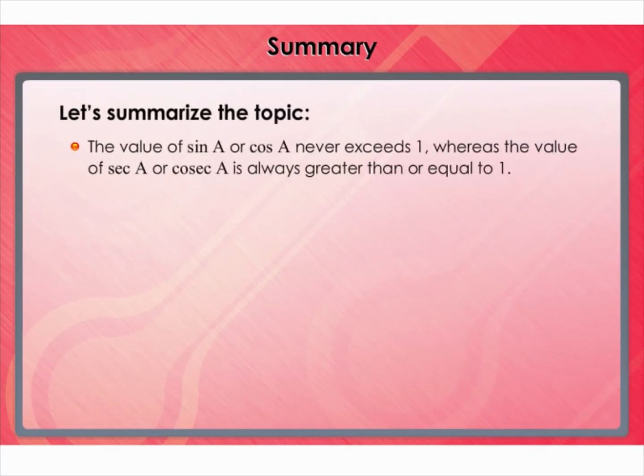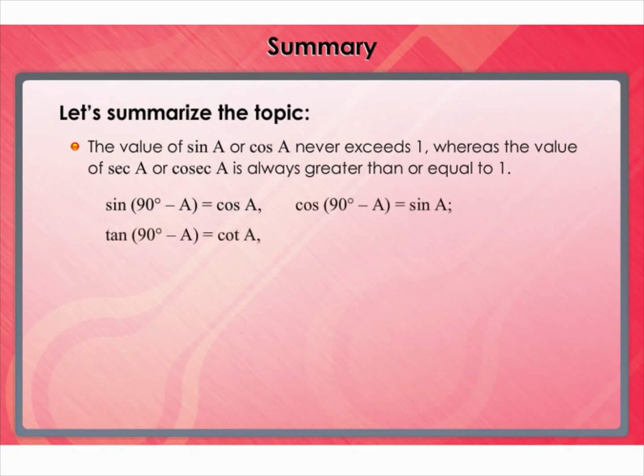Summary. Let's summarize the topic. The value of sin A or cos A never exceeds 1, whereas the value of secant A or cosecant A is always greater than or equal to 1. Sin of 90 degree minus A is equal to cos A. Cos of 90 degree minus A is equal to sin A.